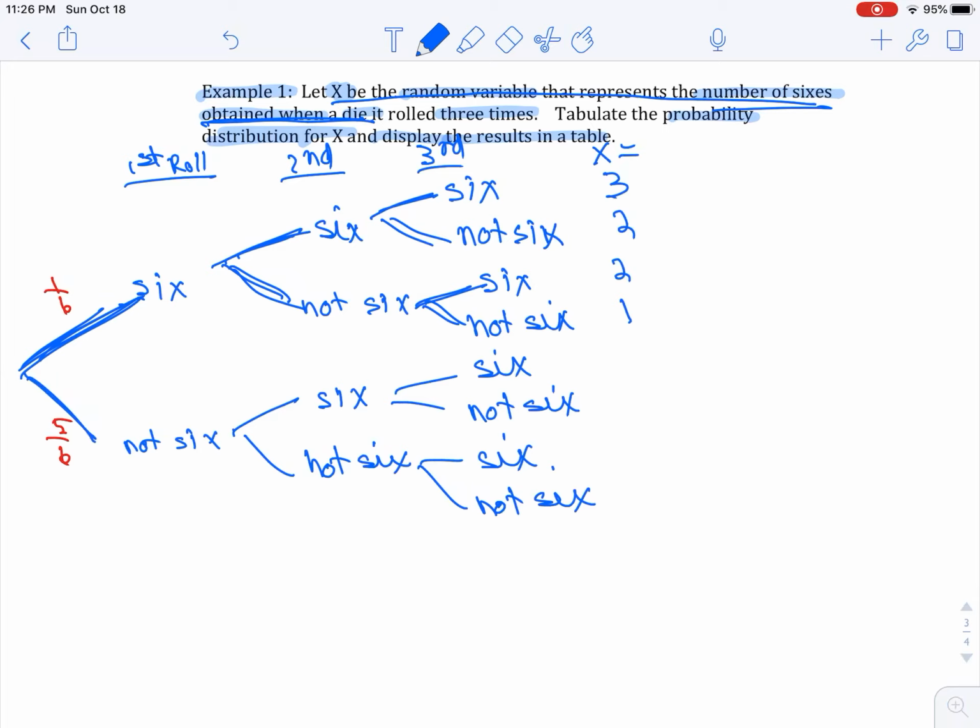All right, then the next one is going to be not a 6, 6, and a 6, so there are 2 sixes there. Not a 6, 6, not a 6, so there's only 1. Not a 6, not a 6, 6, so there's only 1 there. Not a 6, not a 6, not a 6, so 0 there.